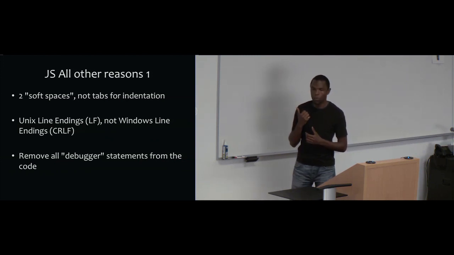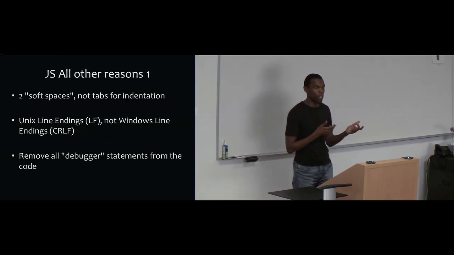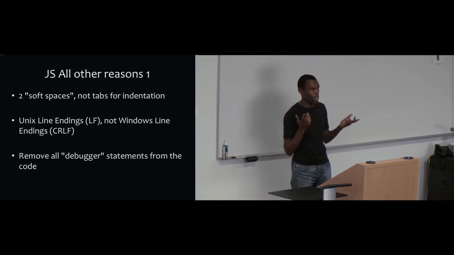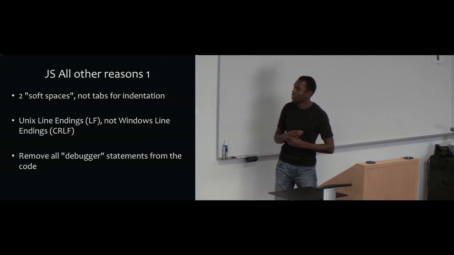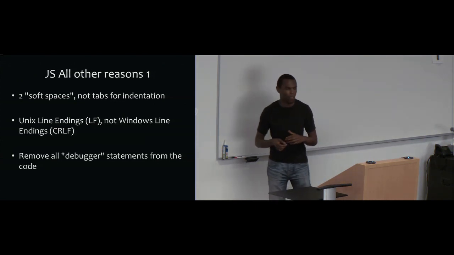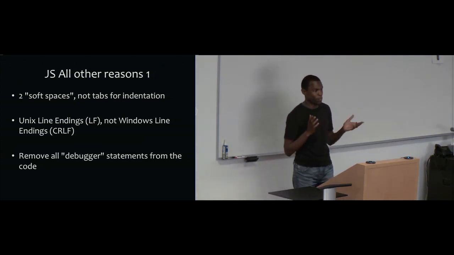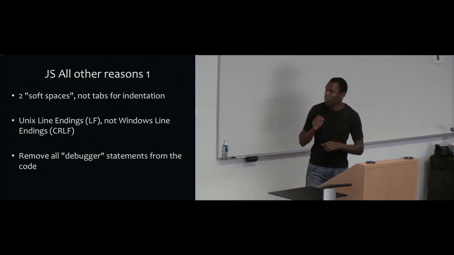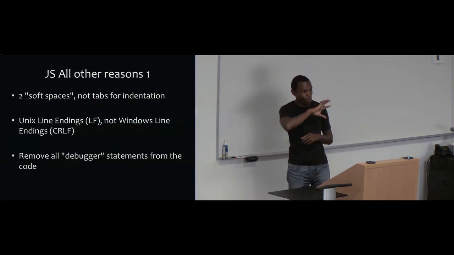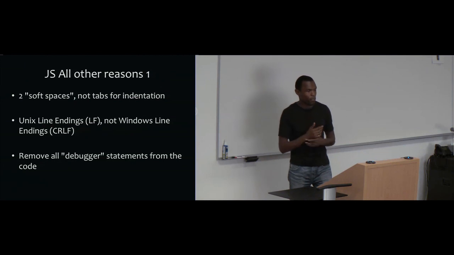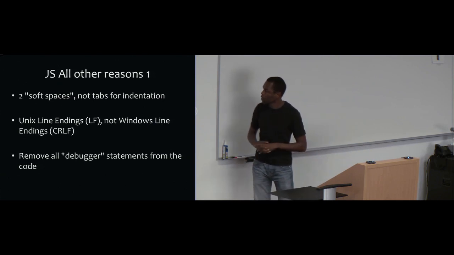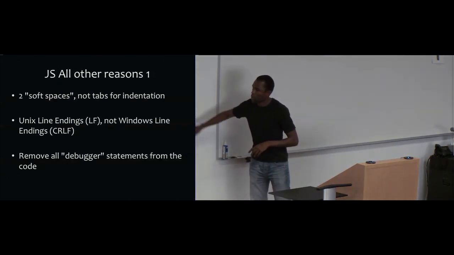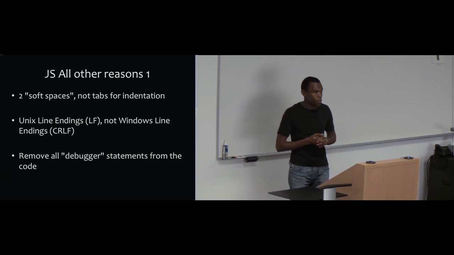If you do edit files in Windows, why? I don't know why, but if you do, you'll find, in Vim or Emacs, if you choose to use those, fancy little Control M all over your files. So to avoid that, just use the Unix line endings. And then you'll want to remove all debugger statements from your code.